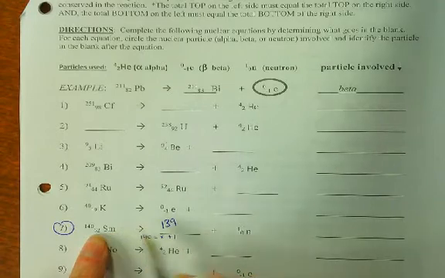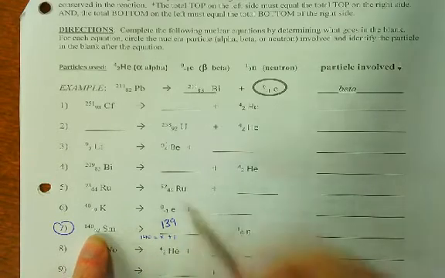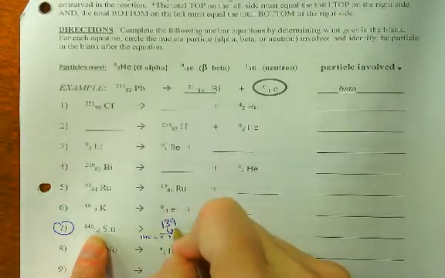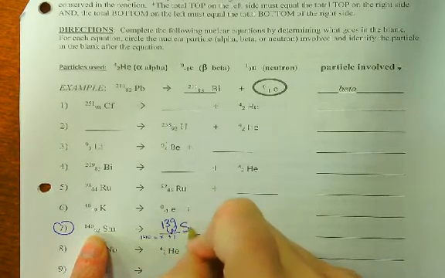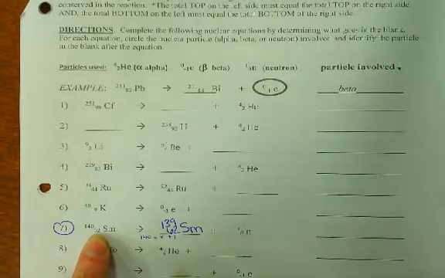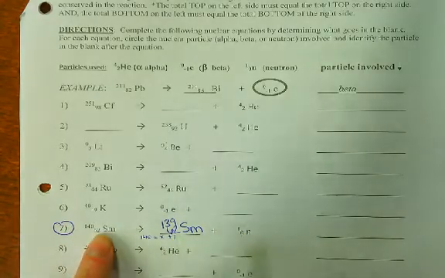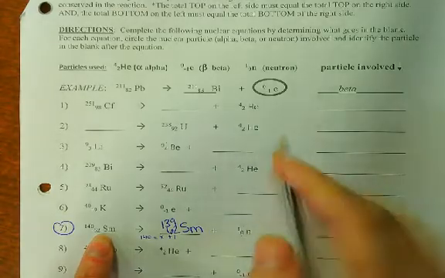And then 62 equals blank plus 0 for the bottom. What number plus 0 still equals 62? Well, that would stay 62. And it's just Sm right there. 62. And Sm is samarium. So all that changes for neutron emission is my mass. My element stays the same because my atomic number didn't change.